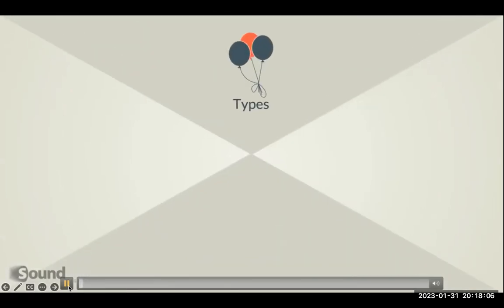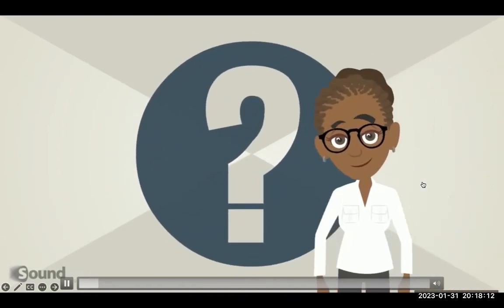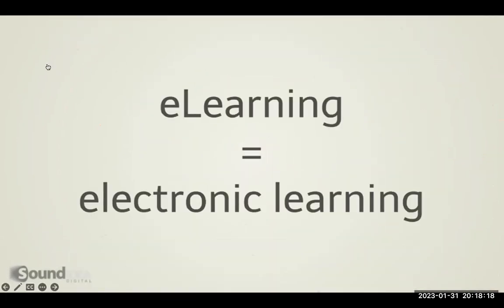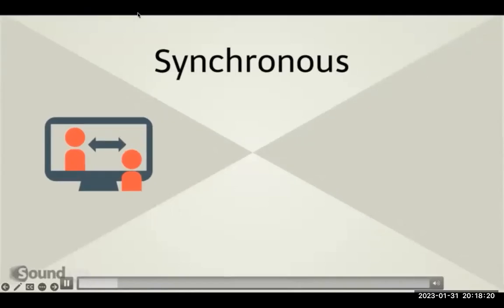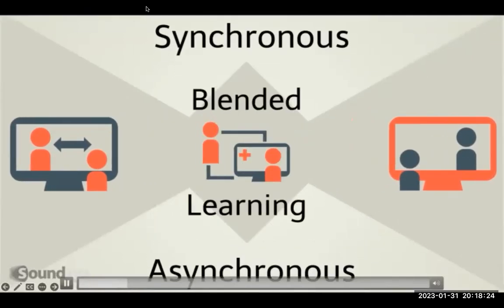E-learning comes in many different types, styles, models, and options. Know the differences and choose the best one that fits your company needs and goals. There are 2 main categories of electronically enhanced or supported learning. There's synchronous learning and asynchronous learning. And there's a combination, blended learning.